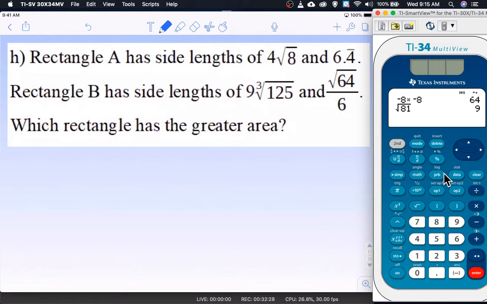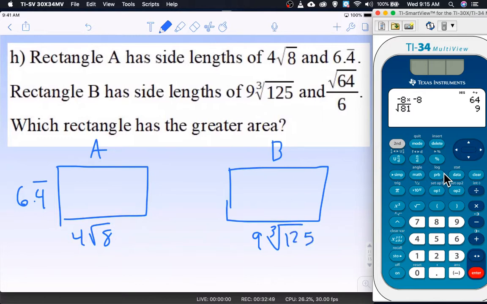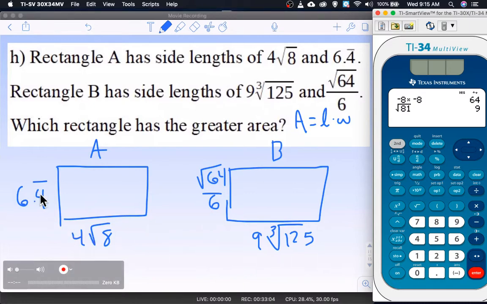All right, so I'm going to draw my pictures. Rectangle A, rectangle B. I don't know which one's bigger. I'm just drawing two rectangles, and I don't know which side lengths are bigger. I'm just going to throw them in the picture. So I'm going to call this guy 4 square roots of 8, and this guy 6.4 repeated. 9 cube roots of 125, and square root of 64 over 6. Okay, I just need to label sides. Eventually, when it says which rectangle has the greater area, in my brain, I'm pulling out area is length times width. So I'm going to multiply these two values together to get the area of A. I'm going to multiply these two values together to get the area of B.